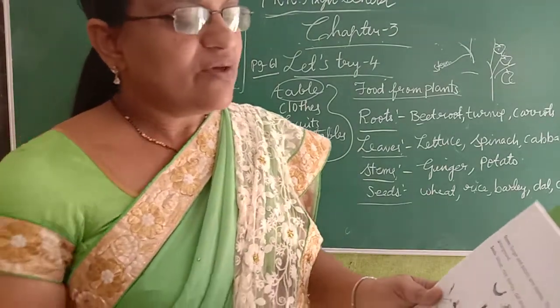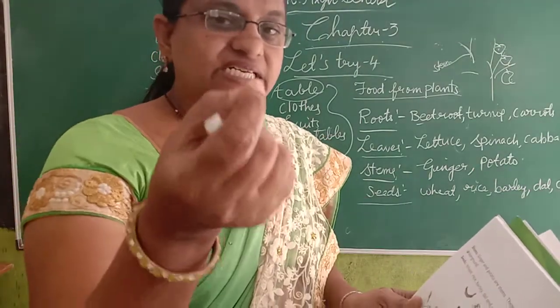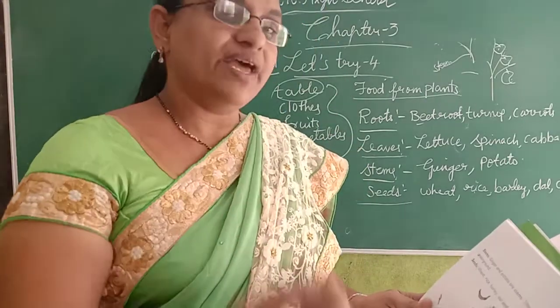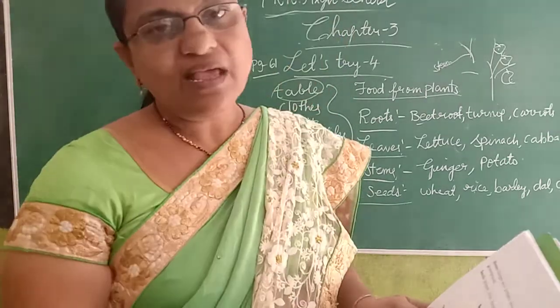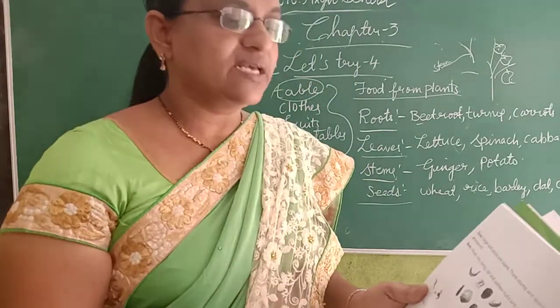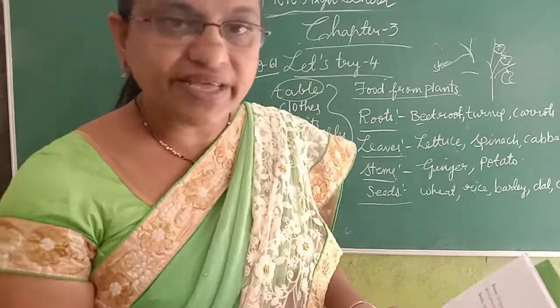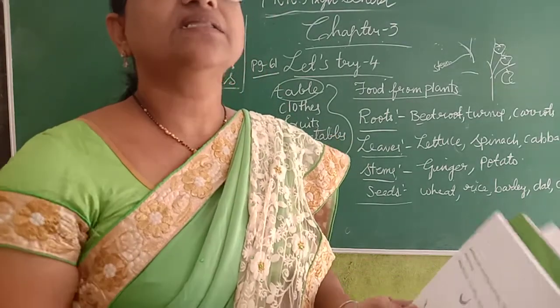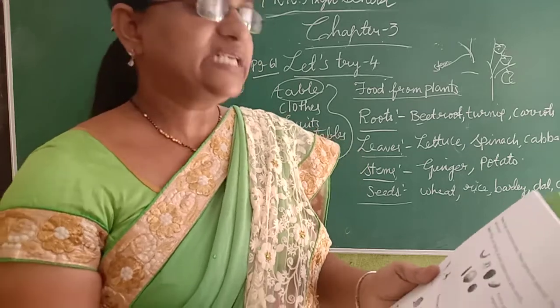Seeds of a plant. When you sow the wheat seed in the soil, again you get the new plant. When you sow the rice in the soil, you get the plant. When you sow the barley and dals and the cashews in the soil, you will get the plants. That's why they are called the seeds.